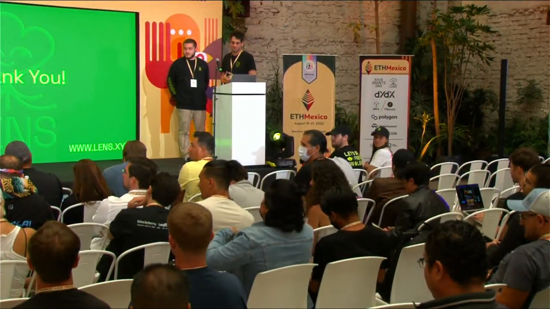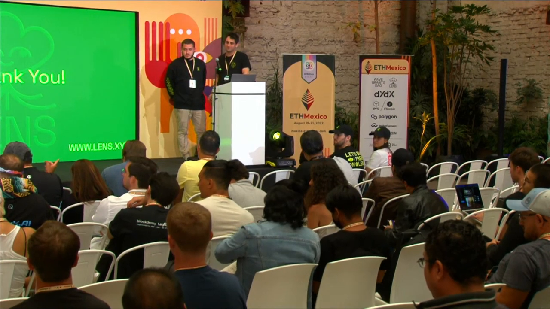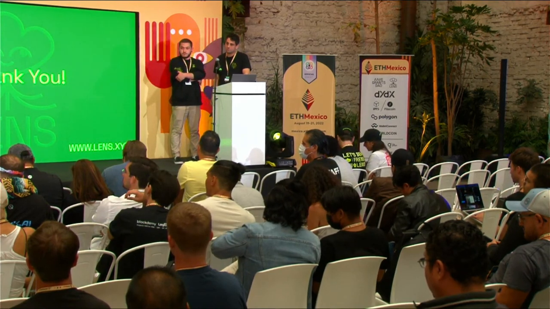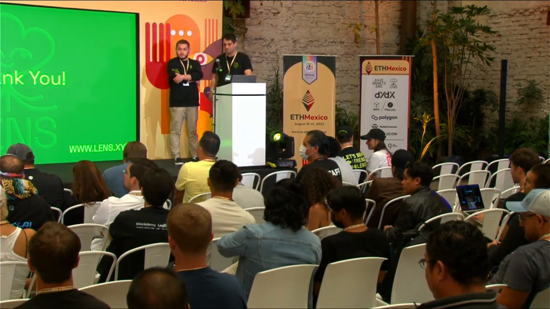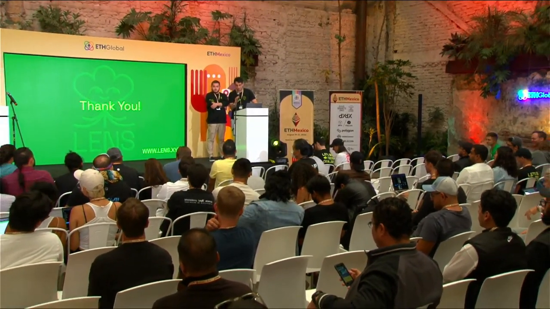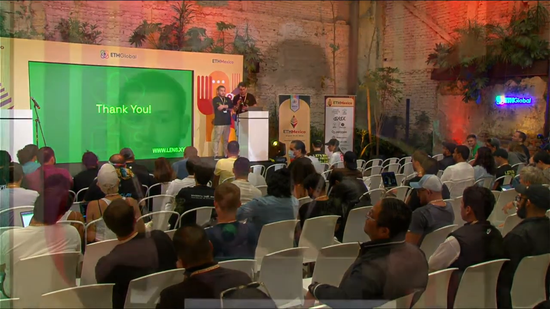Hello. I have a question regarding how you manage the algorithm to choose which content you show to which user. I would like to know more about that. Yeah, so Lens itself has no concept of algorithms or of how to display them. All Lens is, is a way of having social relationships and content represented on the blockchain. Applications decide how they want to present data. They can use whatever their own algorithm is to determine what to show to which users. That is for each application to determine.